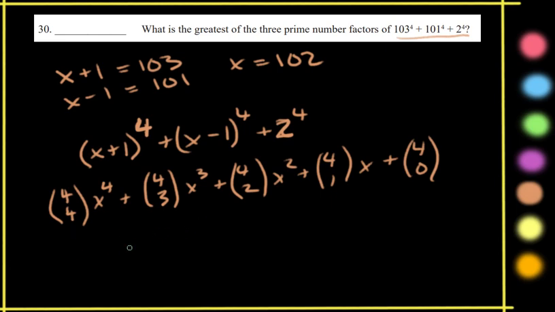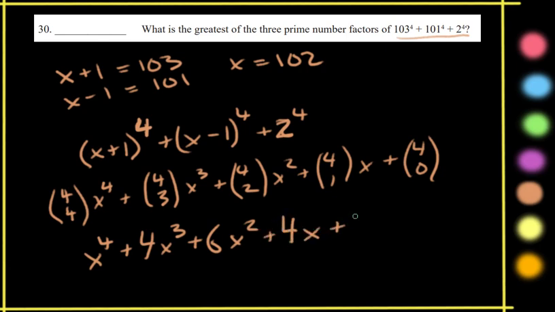So, if you pull out your row of Pascal's triangle, 4 choose 4 is just 1, so we have x to the fourth plus 4x to the third plus 6x squared plus 4x plus 1. That's going to be x plus 1 to the fourth right here.